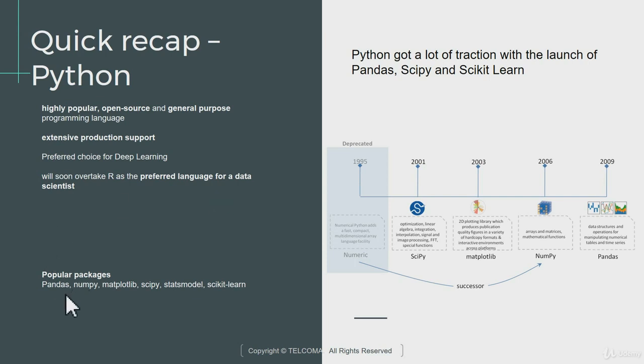Here are a couple of popular packages which made Python the preferred choice for machine learning in the early days. Pandas and NumPy are packages where we have support for extensive data manipulation. Matplotlib is a library for extensive data visualization. SciPy, StatsModels, and Scikit-learn are the statistical modeling and machine learning packages for Python.